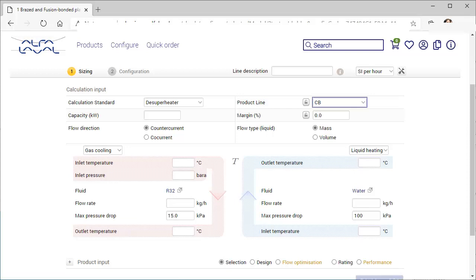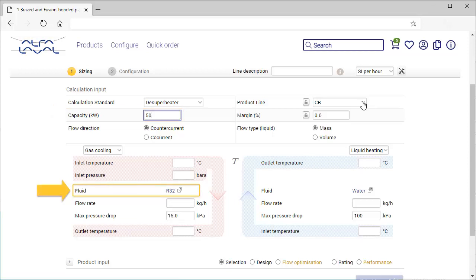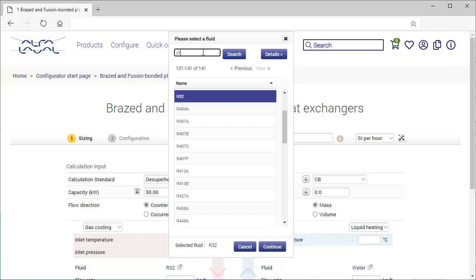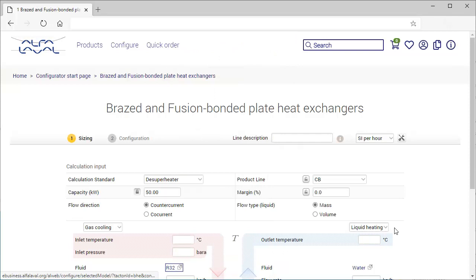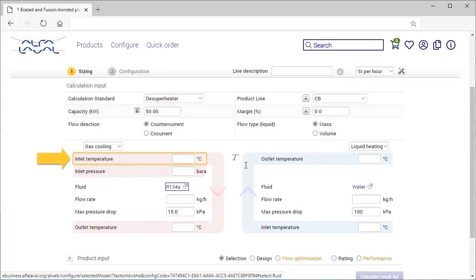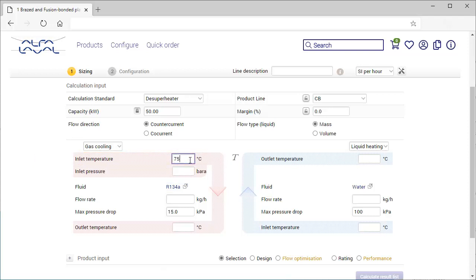Let's make a calculation of a desuperheater. Enter a capacity of 50 kW. Change the fluid on the hot side to R134A. Enter an inlet temperature of 75 degrees Celsius. And we set the inlet pressure to 20 bar. And the outlet temperature to 50 degrees Celsius.